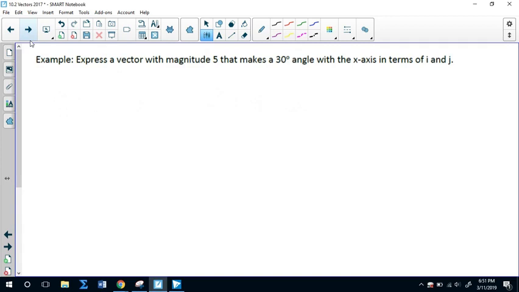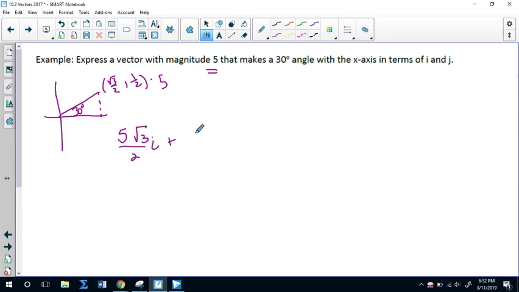All right, next one. Express a vector with a magnitude of 5 that makes a 30-degree angle with the x-axis. Now we're going to do it in terms of i and j. So I did a problem like this already. I'm going to remind you of the other way to do it, but I'm still going to do it the previous way as well. So here's my 30 degrees. And if this were on the unit circle, then the coordinates at 30 degrees are √3/2, comma a half. But I want the length to be 5. So this would actually be 5 times this point, and it's going to be 5√3/2 i plus 5/2 j.